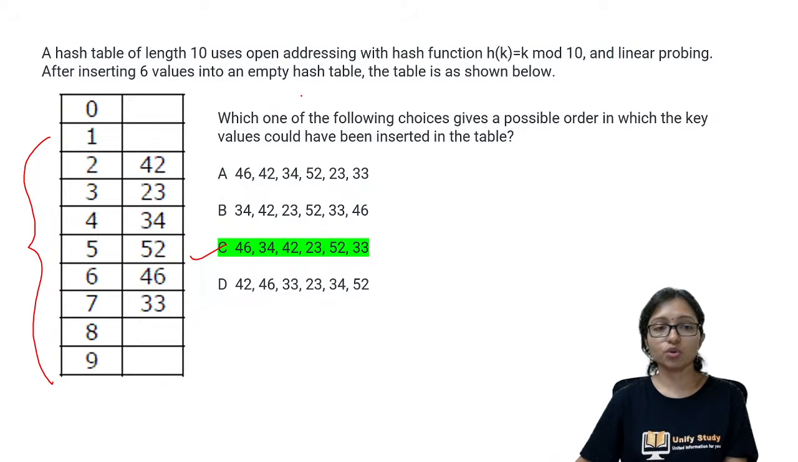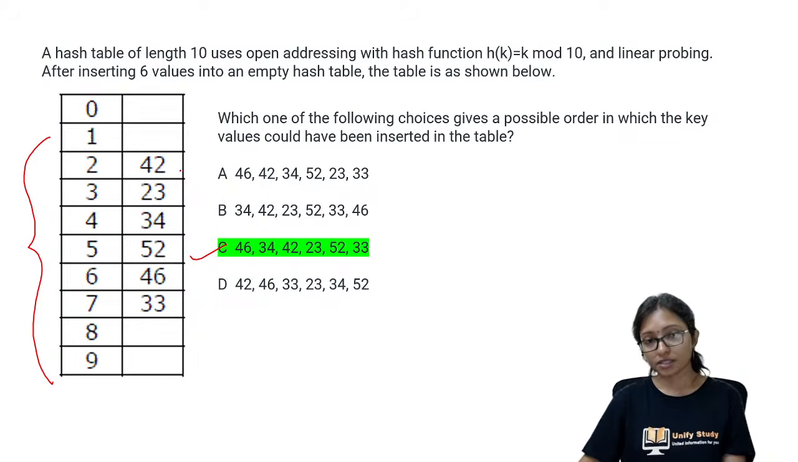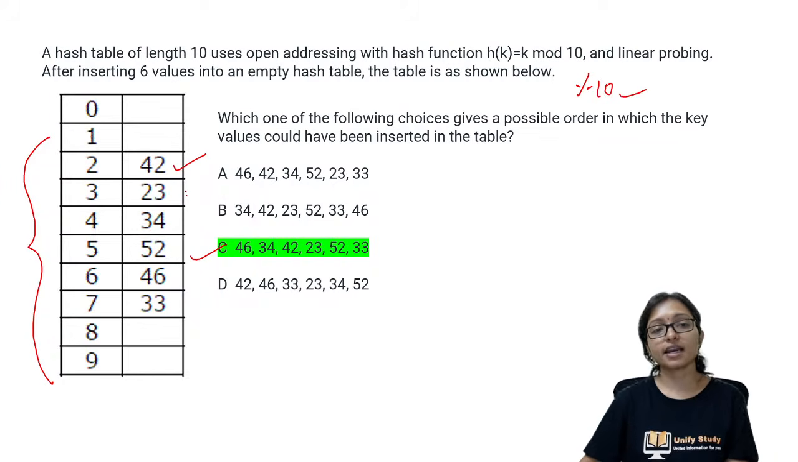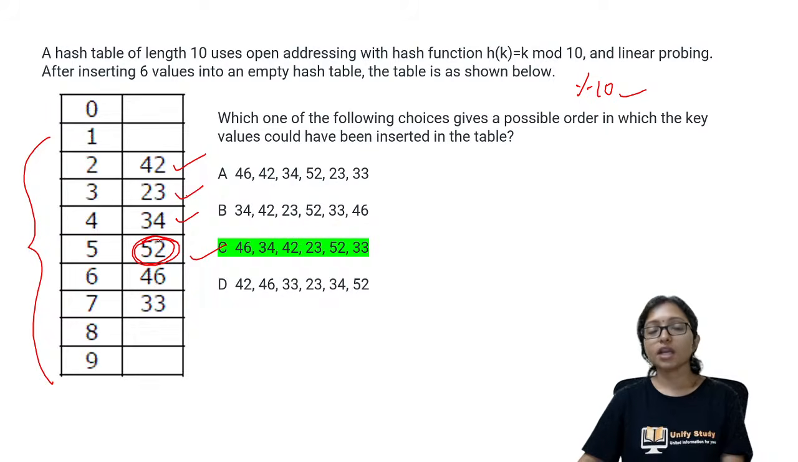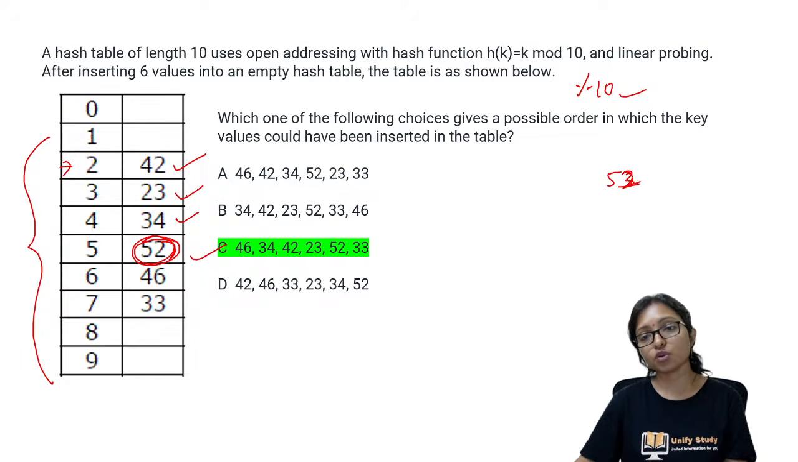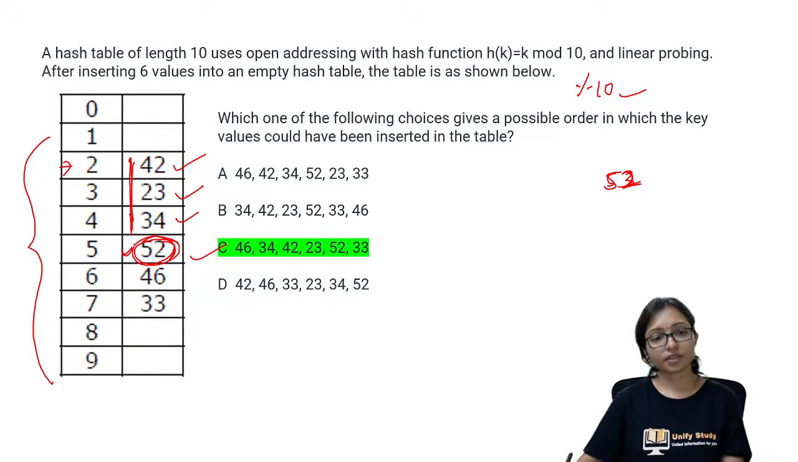So what to do here? You can see which one is not in the correct place. 42 is in the correct place, because I am doing mod 10. 23 is also in the correct place. 34 is also in the correct place. 52 is not in the correct place. 52 should be in position 2, but it is not. So it is very sure that before 52, definitely 42, 23 and 34 came. That's why 52 did not get the chance, and 52 gets its place here, right?